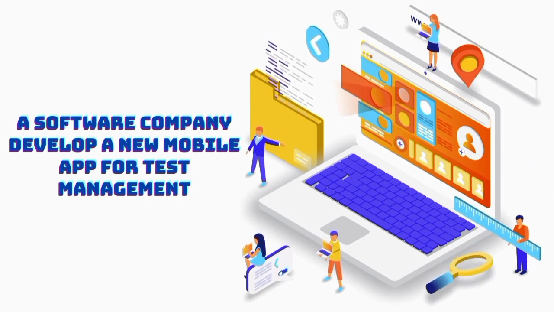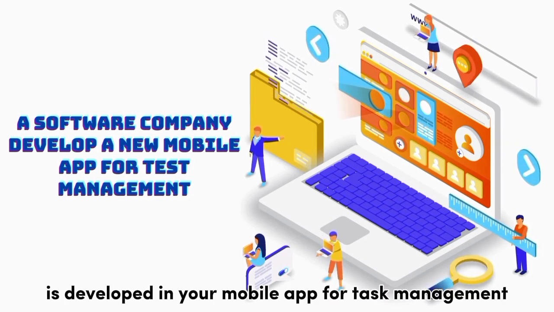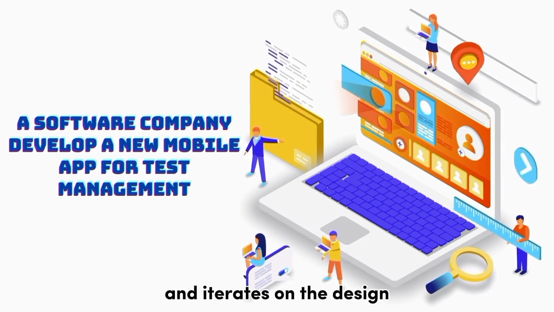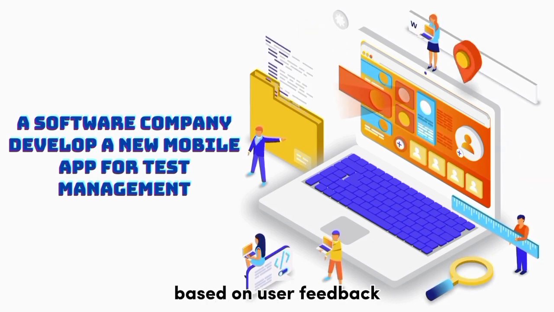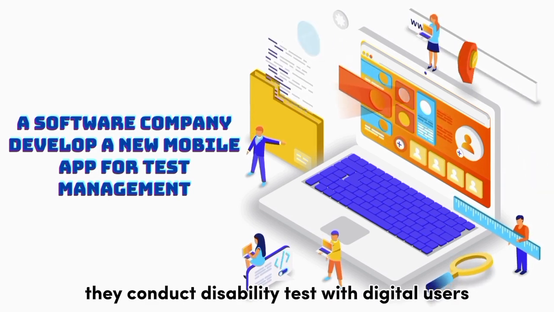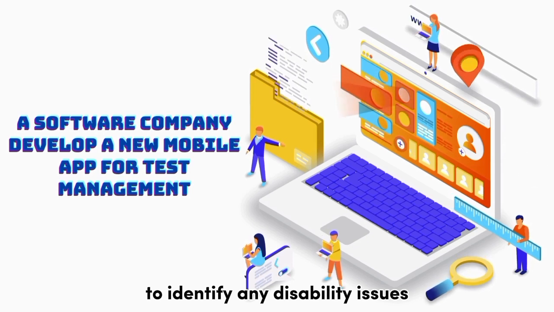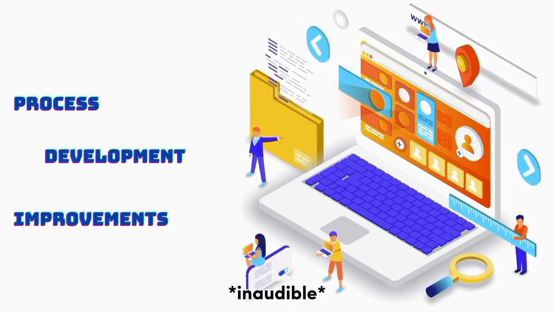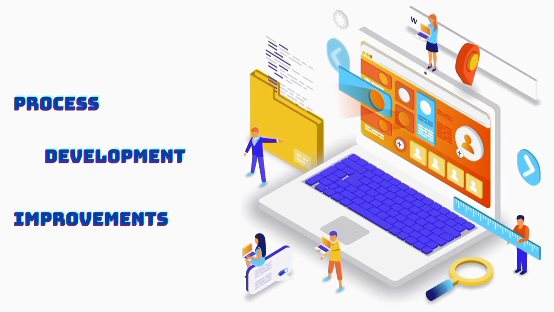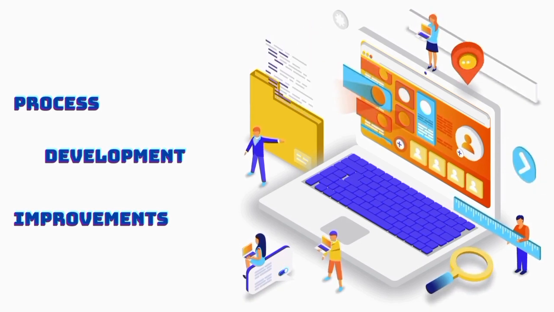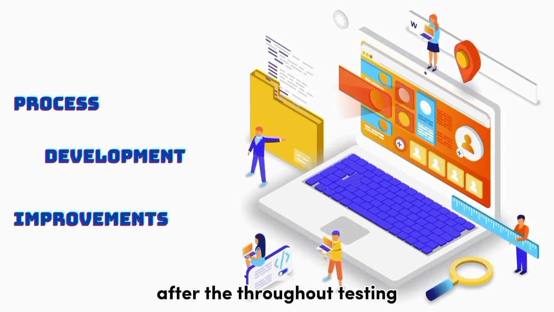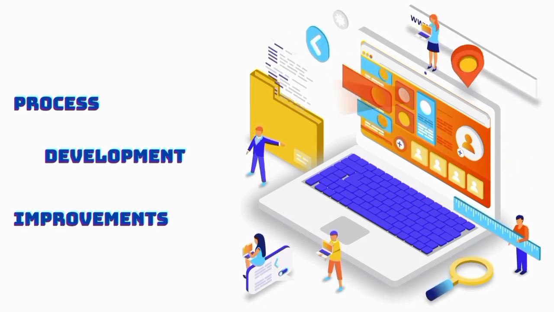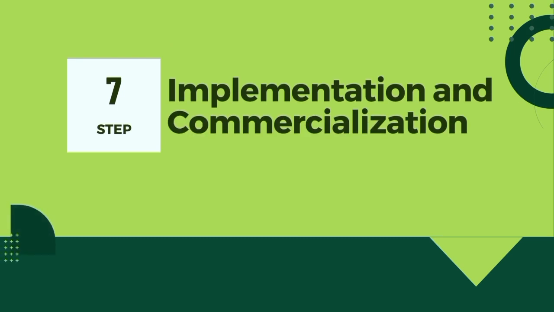Say a software company, for example, develops a new mobile app for task management. During the development phase, yung team nag-create sila ng mga different prototypes and iterate on the design based on user feedback. They conduct usability tests with potential users to identify any usability issues or pain points. Throughout this process, the development team makes refinements, so bibigyan nila ng improvements ulit yung app. So, papagandahin nila yung app. Finally, after thorough testing and refinement, the app is ready for launch to the general public or customers. Step 7, implementation and commercialization.